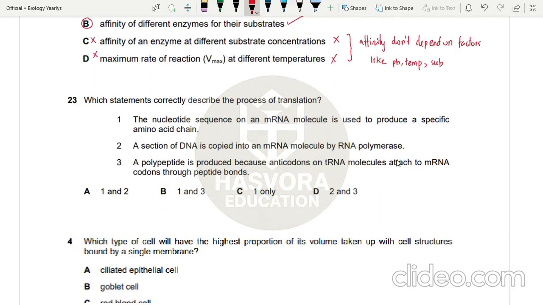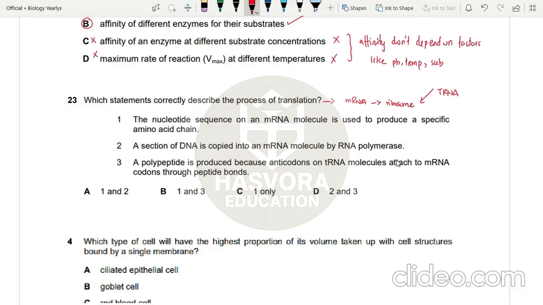Question 23 says which statement correctly describes the process of translation. So we know in translation the mRNA binds to the ribosomes and then the tRNA having the amino acids, the anticodon binds with the codon via hydrogen bonds, and the amino acids at the 3' end grow a polypeptide chain and they are linked up using peptide bonds.